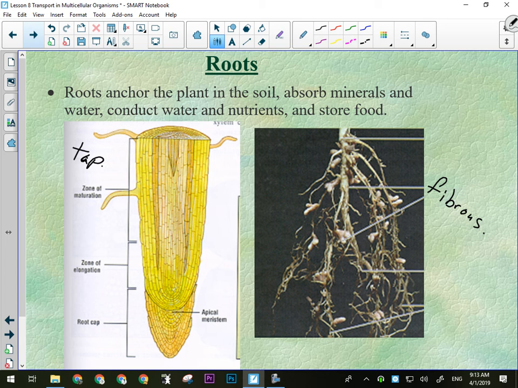What's the advantage of a taproot? It goes further down, where the soil is actually less likely to ever dry out. Okay. What's the issue with a taproot? What do you have a lot less of that you would have in a fibrous root system? Surface area. Okay, now a taproot does typically still have little root hairs that come off of it.